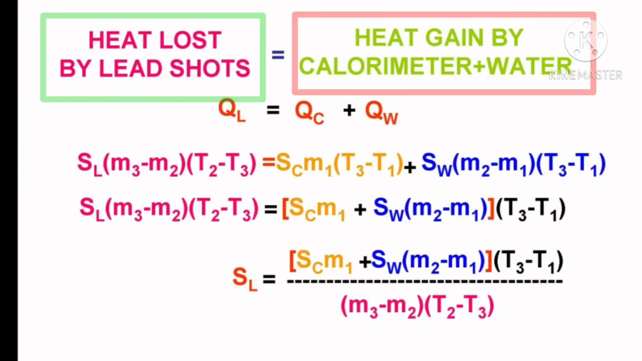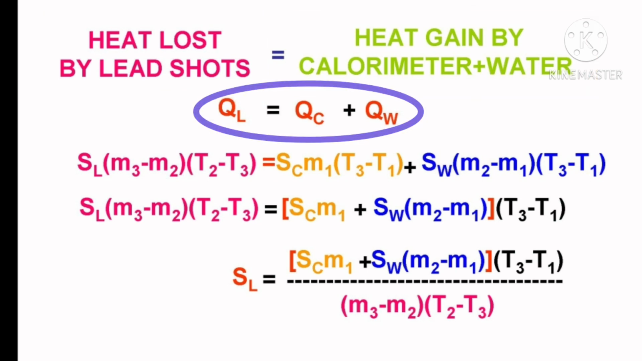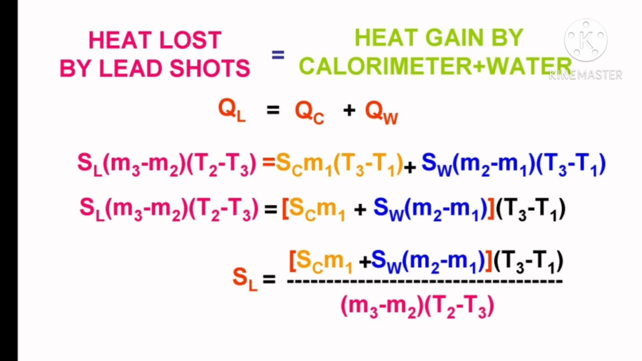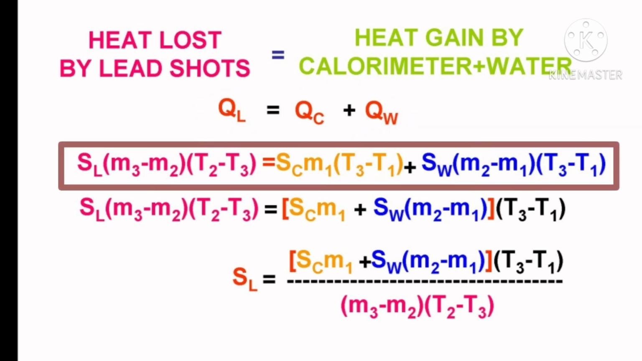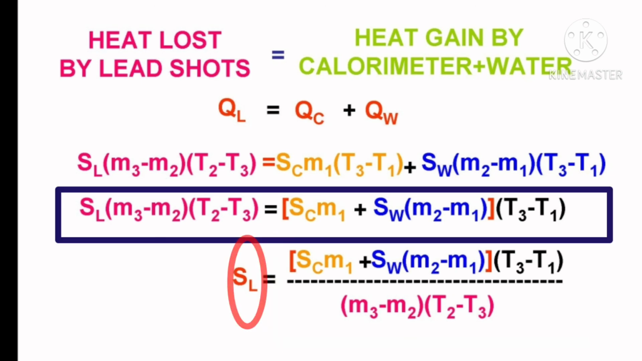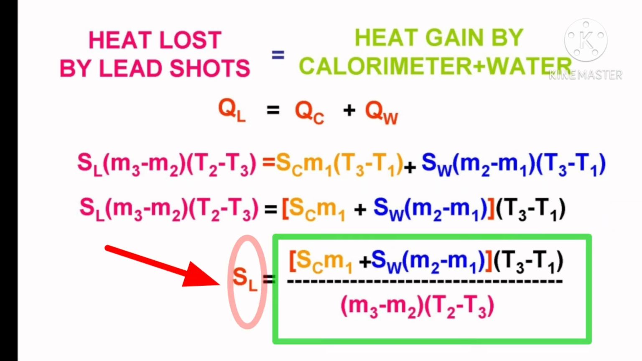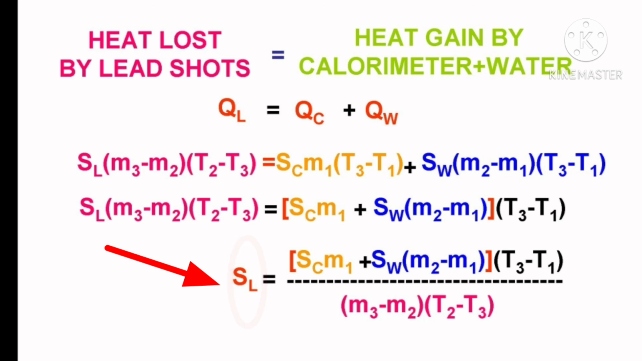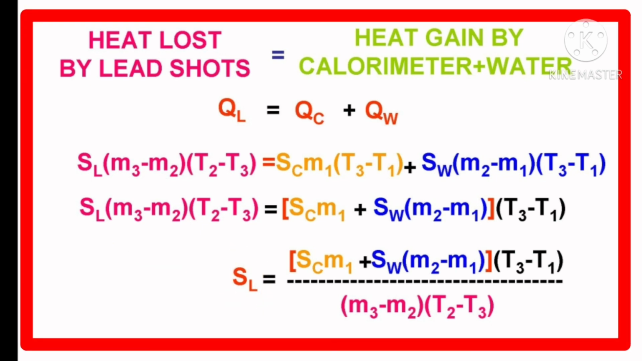Heat lost by lead shot is equal to heat gained by calorimeter and water. Therefore, QL is equal to QC plus QW. By substituting QL, QC, QW values in it, we get this. Finally, by solving the equation, we get specific heat of lead shots. In this way, we can find specific heat of any metallic solid.